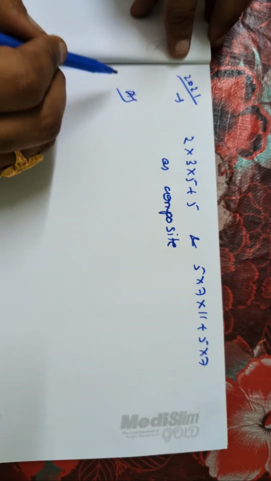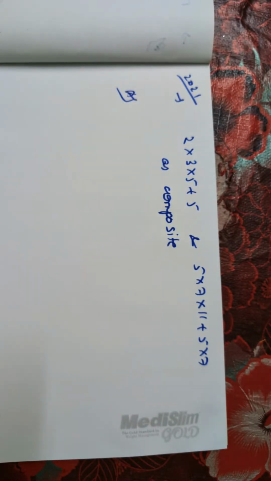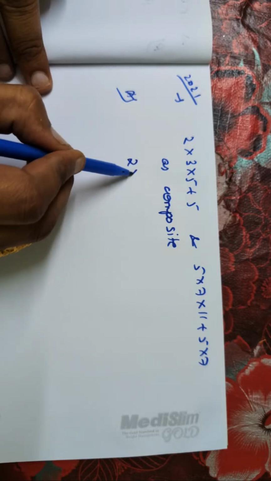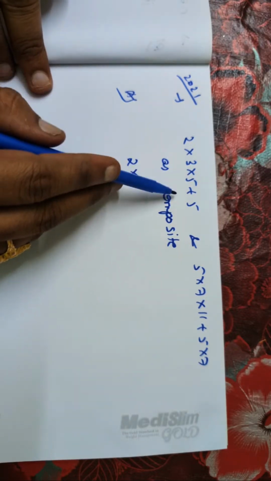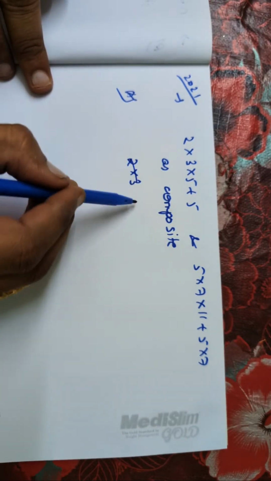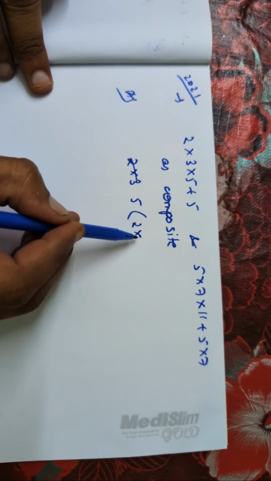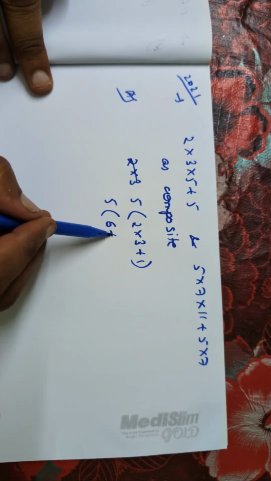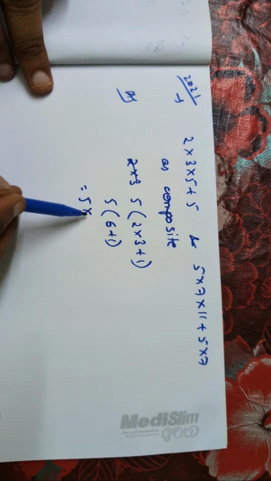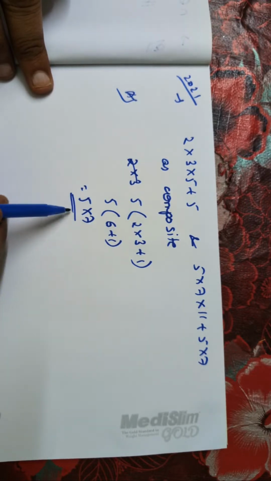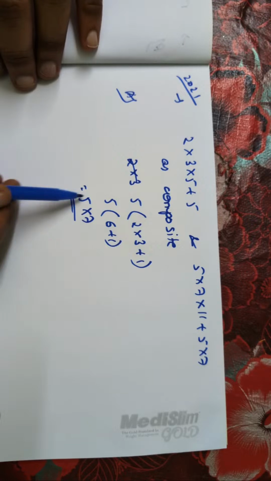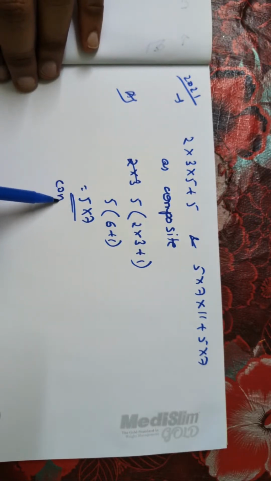Let's see what a composite is first. Composites are the numbers which have more than 2 factors, that is, 1, itself, and also another factor. Let's see this first one: 2 into 3 into 5 plus 5. If you see here, 5 is common. So let's first take 5 as common. Then this will become 2 into 3 plus 1. So 5 in common, 2 into 3 is 6 plus 1 is 7. So the final answer is 5 into 7. So now this number has factors 5, 7 and 1 obviously is a factor. So it has more factors. So that's why it is composite.